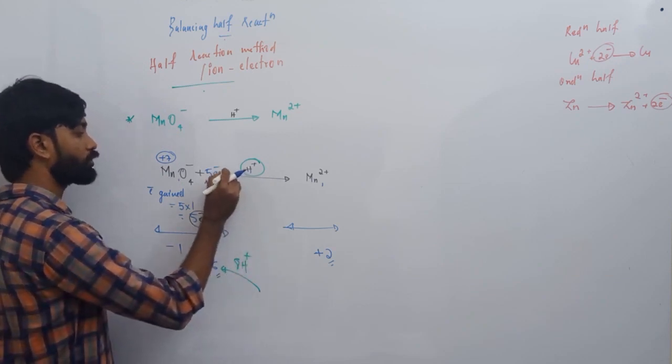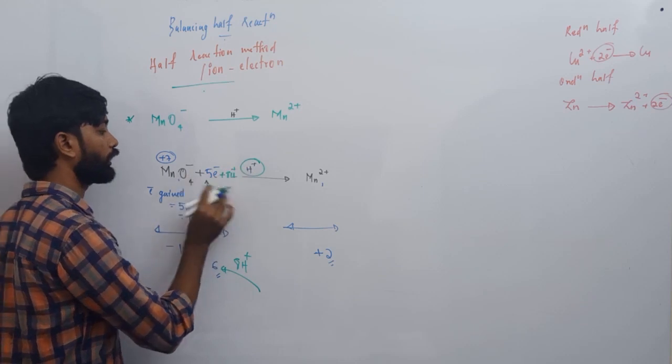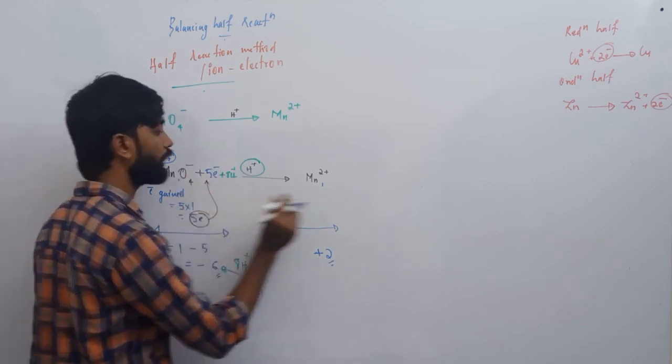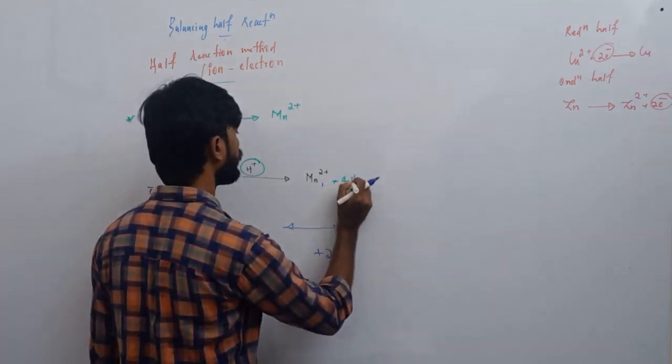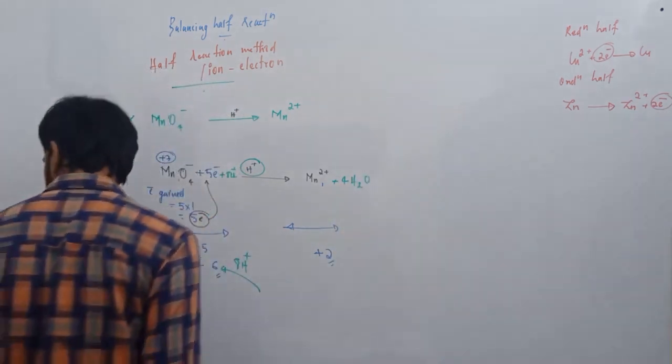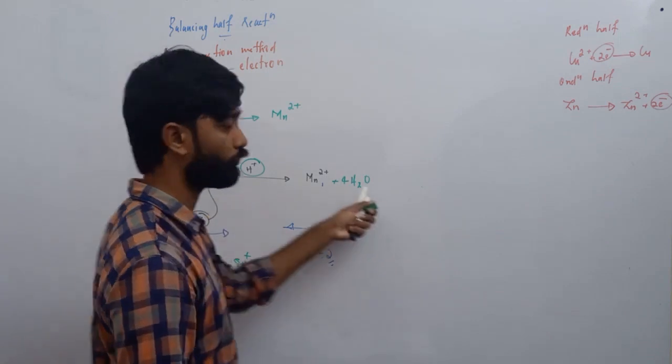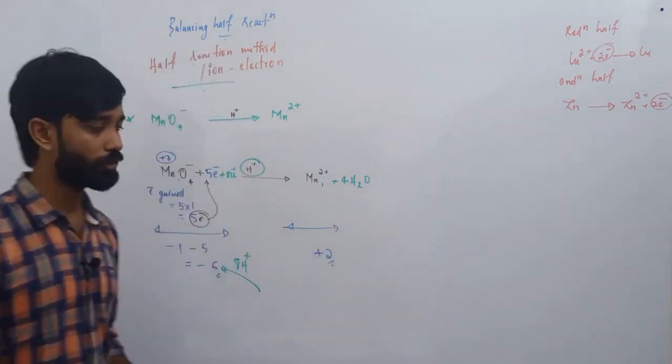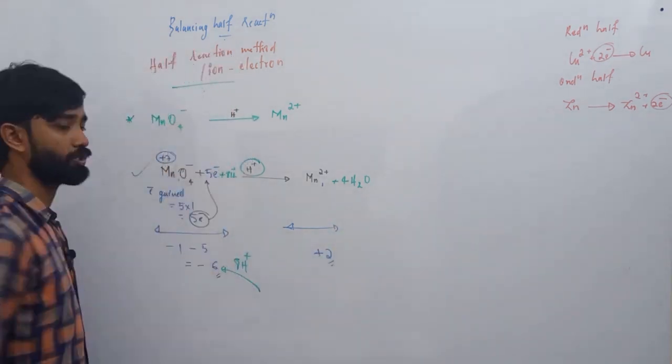So 8H plus here increases 8 hydrogen. So you add 4H2O on the right side. So find the oxygen, 4 oxygen, 4 oxygen. The oxygen is balanced. Now the reaction is balanced.